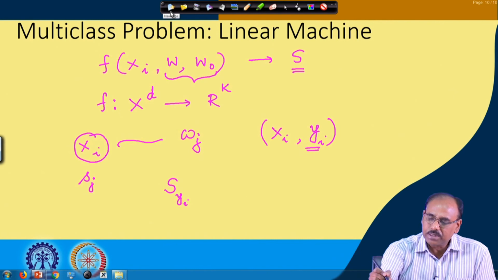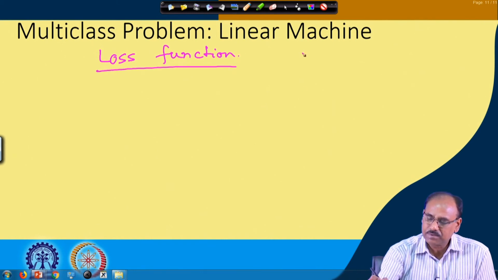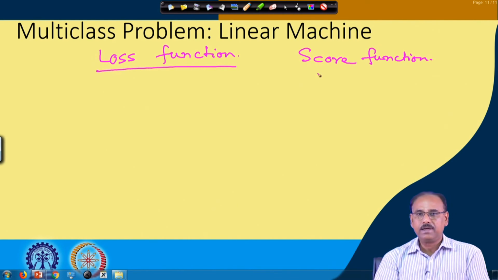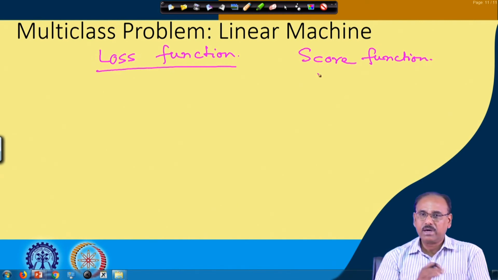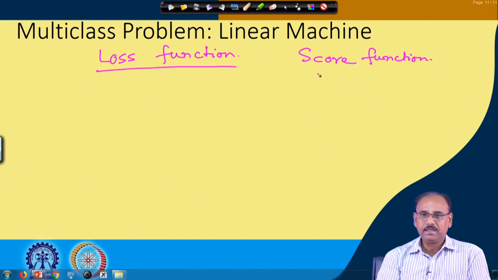So, what I want to do now is define something called a loss function. So, one thing we have seen is the score function. The linear machine gives you the score function, and the score function indicates, for a given feature vector, the score for different classes or categories. And I want that the score should be the same as the ground truth.